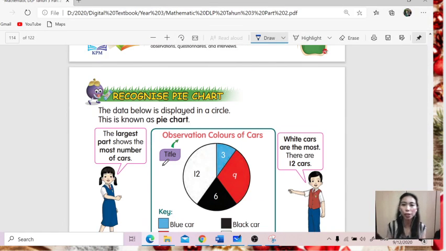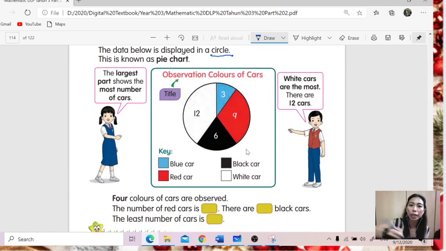Okay, so in pie chart, one thing is displayed in a circle form. Okay, a circle like a pie. So this is called a pie chart. Okay, so in pie chart, before we go, you need to know this will be the title, tajuk dia. So read also the bold or the top, maybe the title will be on top. Okay, so you read it first. What is the title for the chart? It's observation, colors of cars.